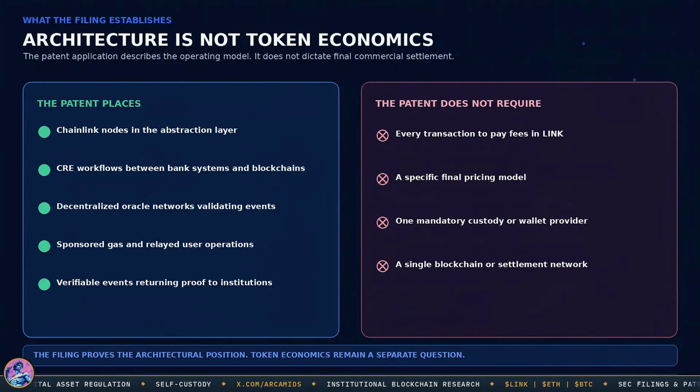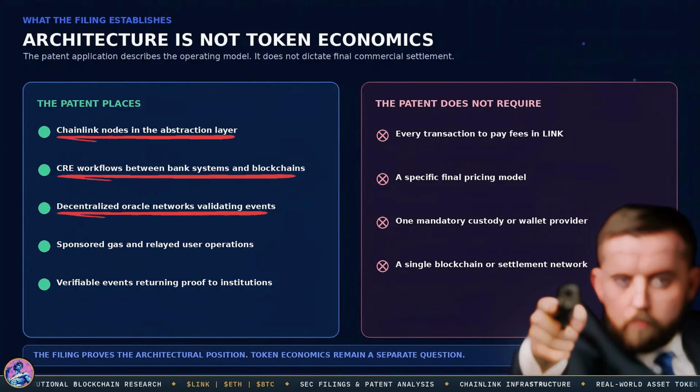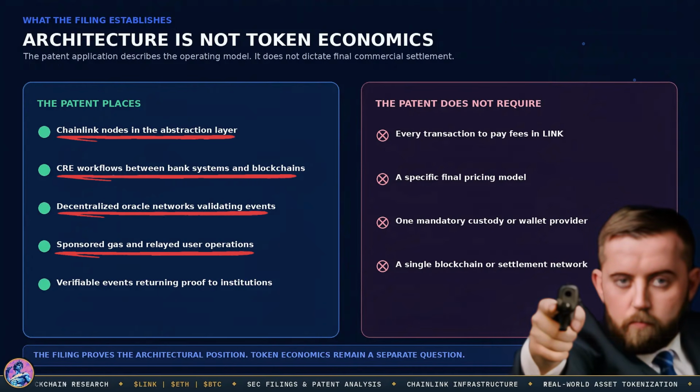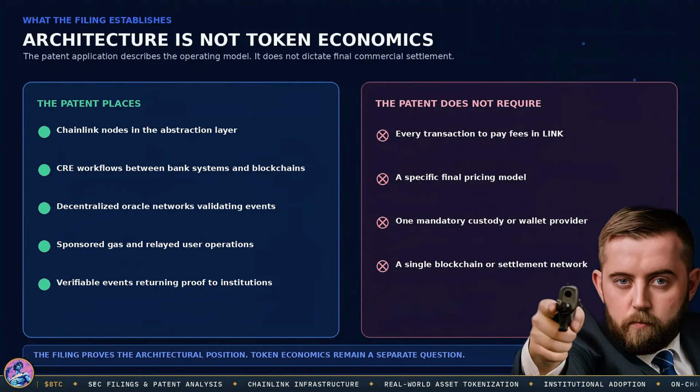Does this patent prove that every transaction must use Link? No. The application describes the architecture, not the final token economics. But it does place Chainlink nodes, decentralized Oracle networks, CRE workflows, sponsored execution, and verifiable events directly in the middle of institutional blockchain activity. The end state is pretty clear.